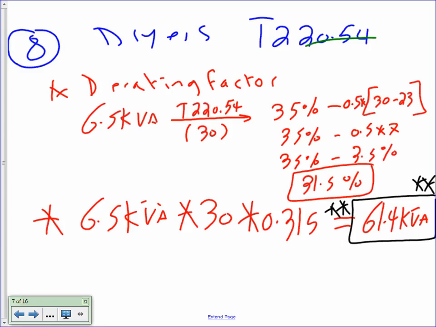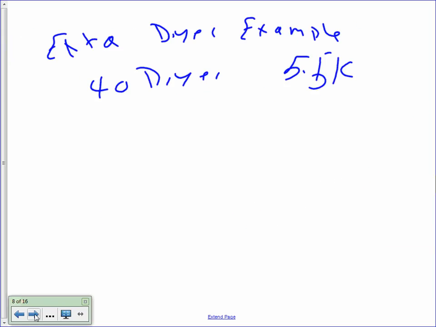What I did here for you guys, I have another example just for the heck of it, to exercise the dryers. Extra dryer example: 40 dryers at 5.5. That's extra, has nothing to do with what we're doing. Let's do that one. Extra dryers, and I have 40 of them. So if you guys remember, again, this has nothing to do with our example.